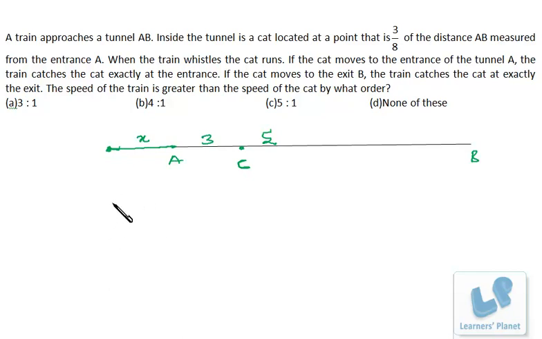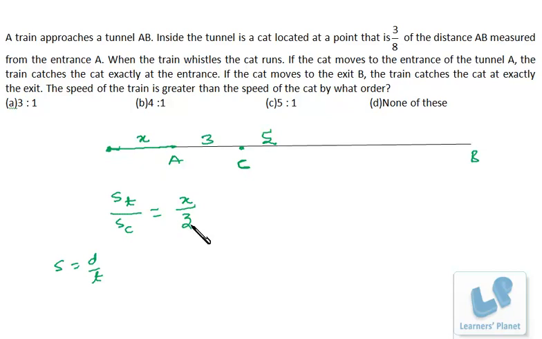So the ratio of speeds of train and cat will be speed of train by speed of cat, which will be x by 3, right? Because time is constant, and speed is equal to distance by time. If time is constant, the speed ratio will be with respect to distance only, right? So speed of train by speed of cat will be in the ratio of x by 3, right?